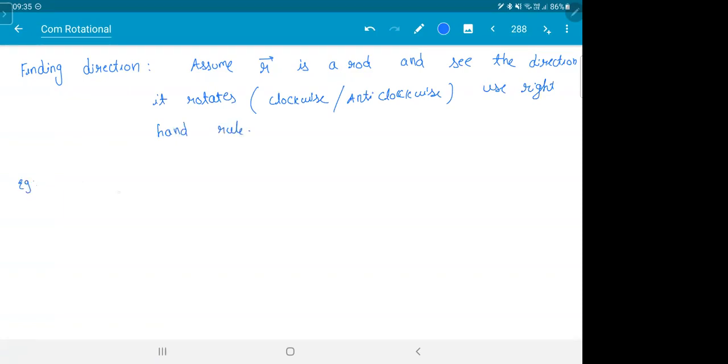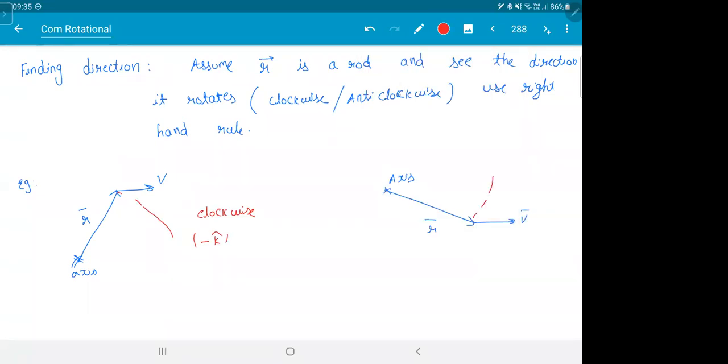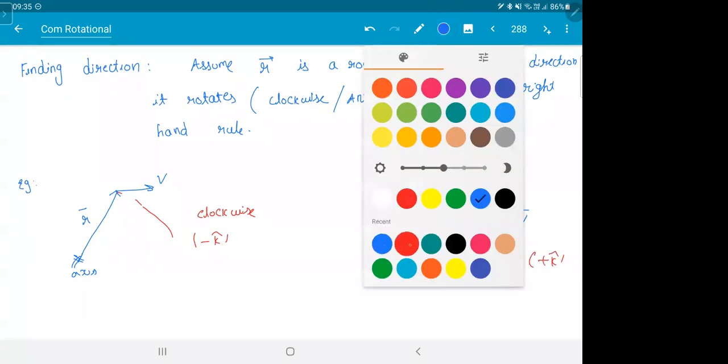Example. Suppose V bar was like this, R bar was like this. This was the axis. The R bar would have rotated this way, clockwise, minus k. So you get the magnitude from the previous page, MBR, and here this will give you the magnitude and direction. Axis. This is R bar. This is V bar. This you would have rotated this way, anti-clockwise. So if you see, there's a lot of resemblance with the torque. Only the formula is different, MBR.